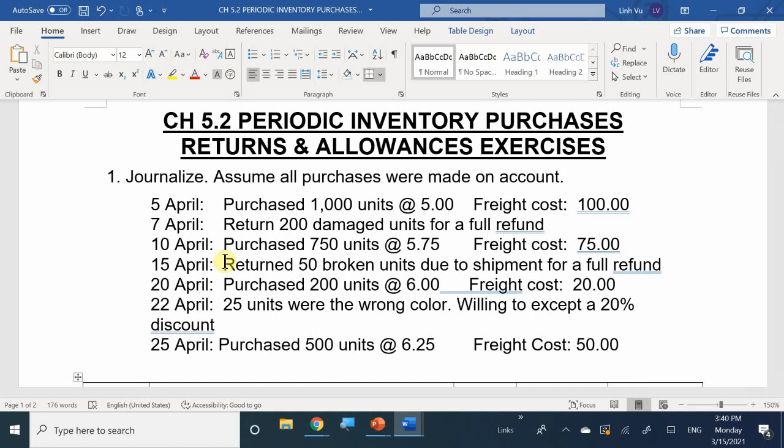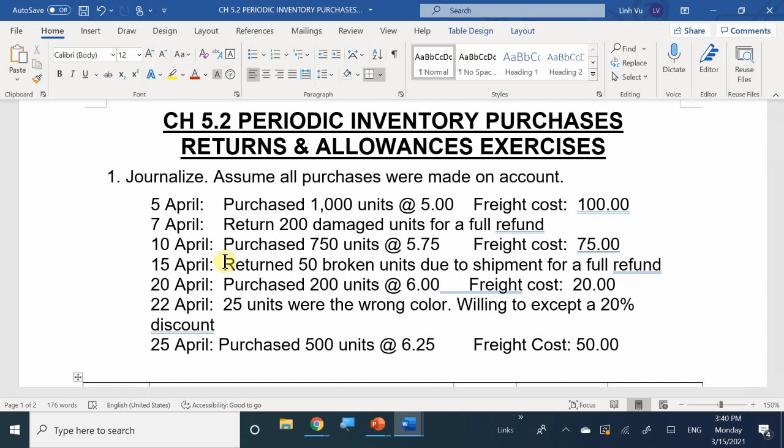Okay, so here, 2 days later, 25 of those units were the wrong color. And the vendor decided to convince you to keep them because you could still sell them. They're just a different color. What difference does it make?